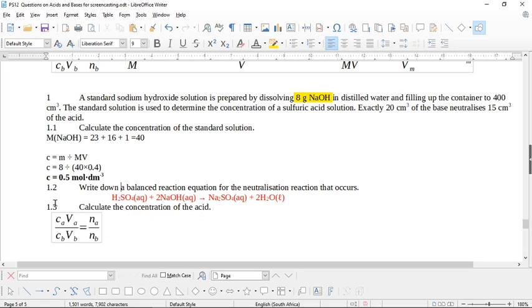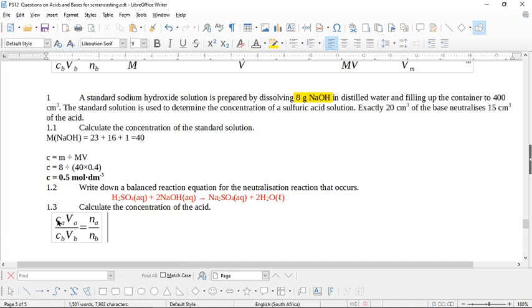Now it says calculate the concentration of the acid. So we can do this using this stoichiometry formula. The concentration of the acid times the volume of the acid over the concentration of the base times the volume of the base equals the number of moles of the acid over the number of moles of the base. We're going to get the number of moles of acid over the number of moles of the base from the balanced equation. I can't type into this equation nicely, so you're just going to have to figure out what we're doing here.